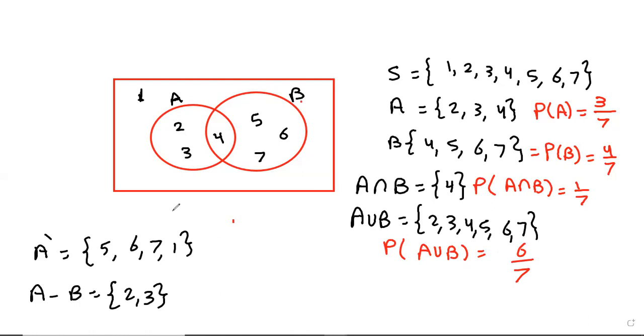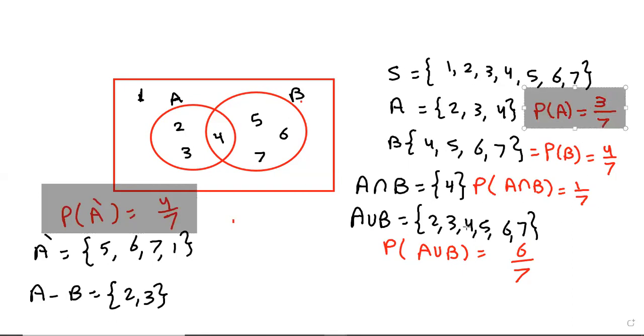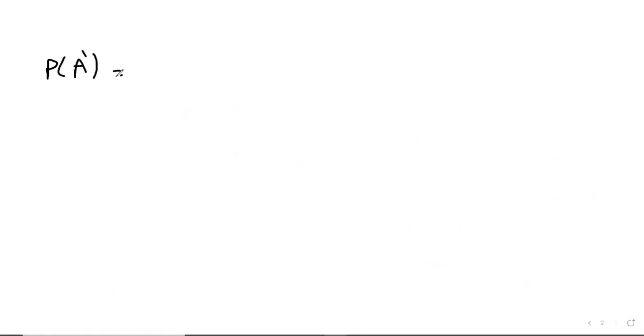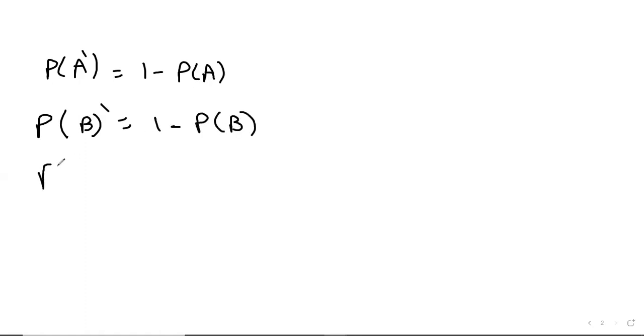What is P(B dash)? B dash, as you see, it's 4/7. Now I want to demonstrate a relation between A dash and A. What do you notice? The probability of A and A dash, when adding them together, you will get 1. So P(A) plus P(A dash) equals 3 out of 7 plus 4 out of 7 equals what? 1. So we can say P(A dash) equals 1 minus P(A). And when I ask you about the probability of not occurring of any event, like B dash, it will be what? 1 minus P(B).